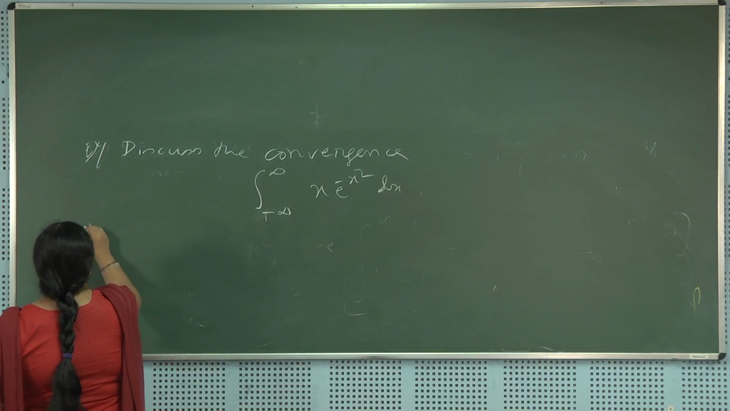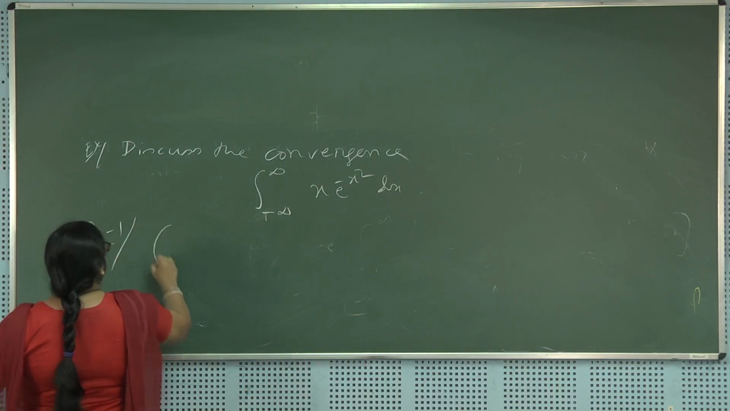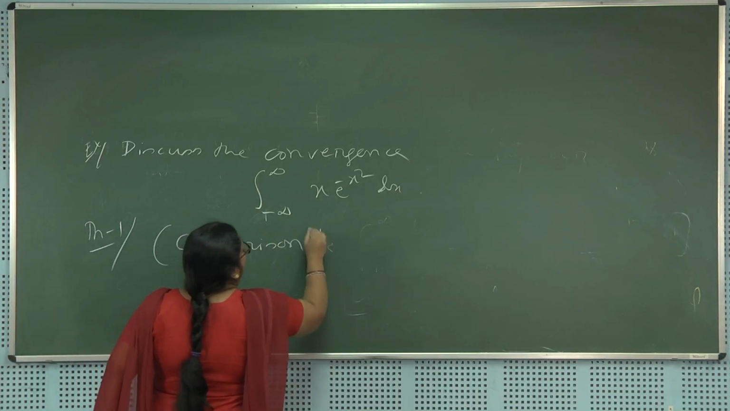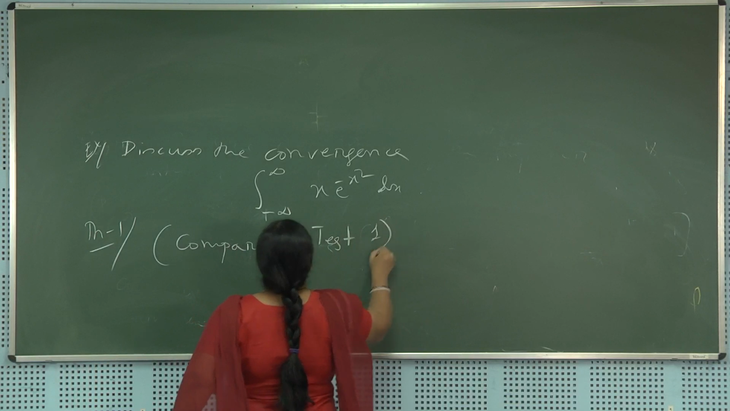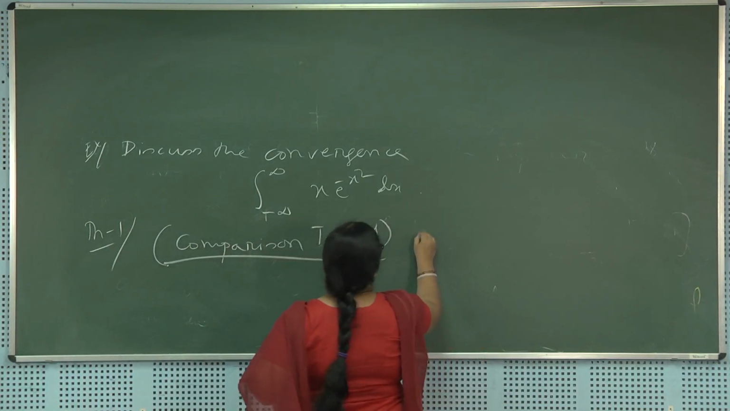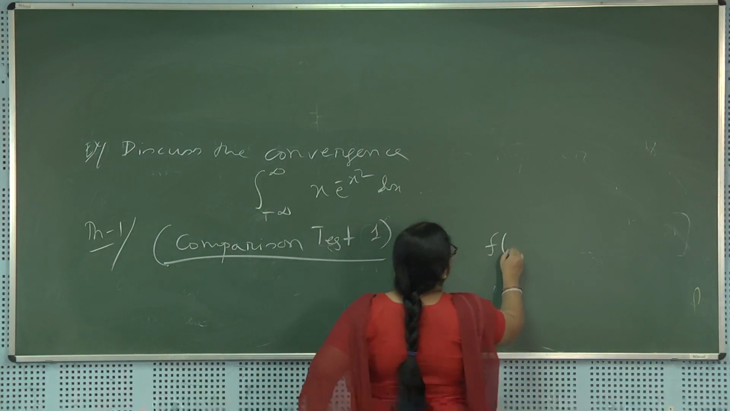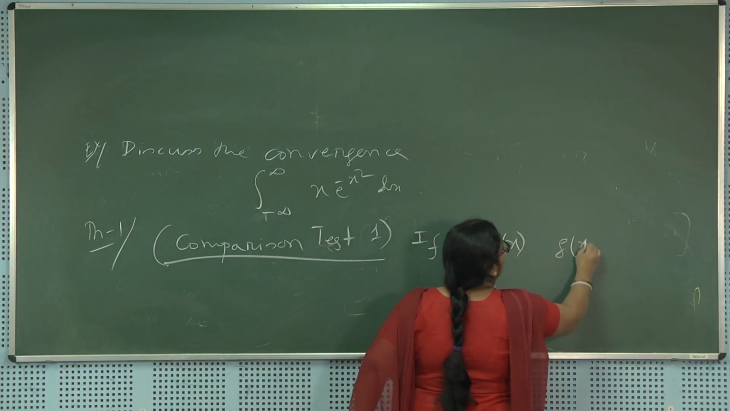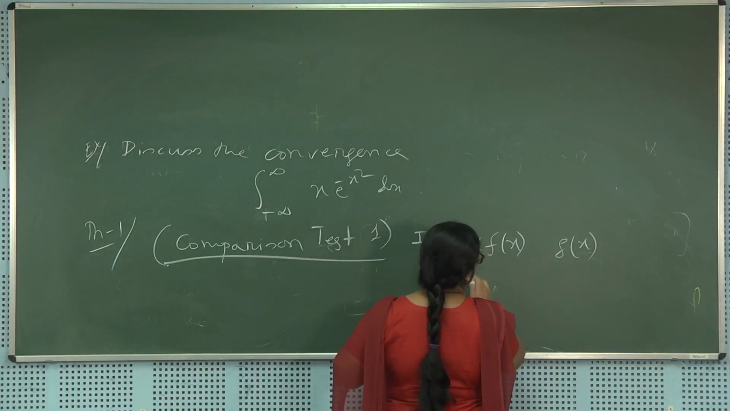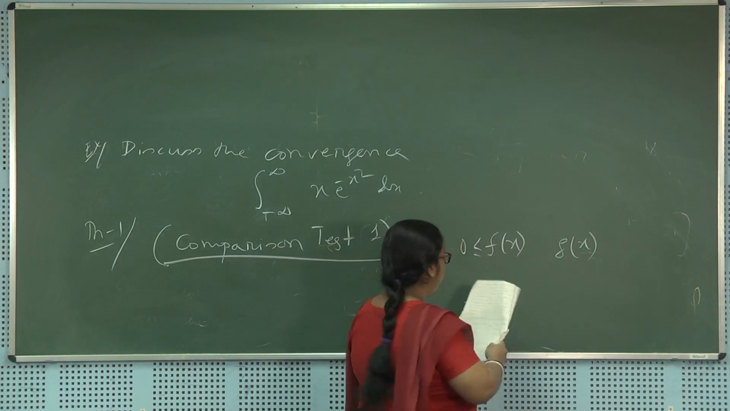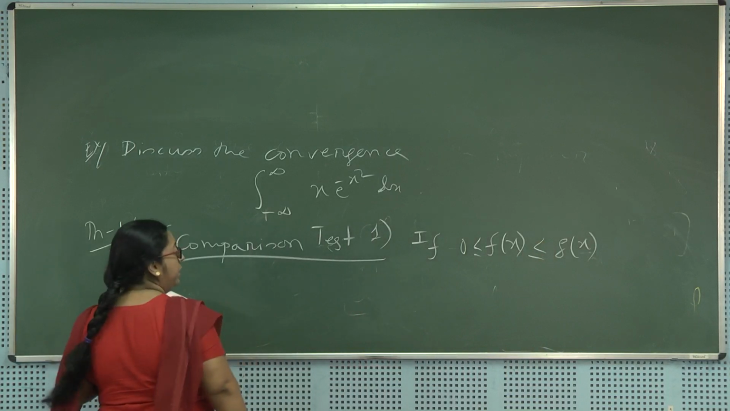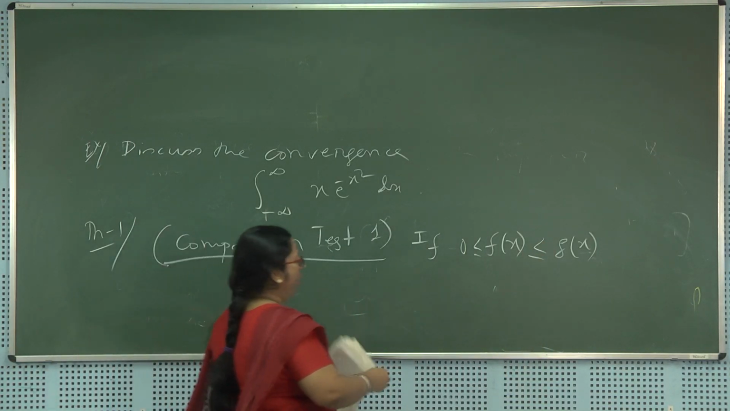So, the first theorem in this direction is the comparison test. Comparison test 1. What is this test? It says that if you have two functions f(x) and g(x), as the name says, it is comparison. So, we are comparing. So, 0 is less than or equal to f(x), both are positive, we have already assumed, and f(x) is less than or equal to g(x). You have to show this inequality for all x.